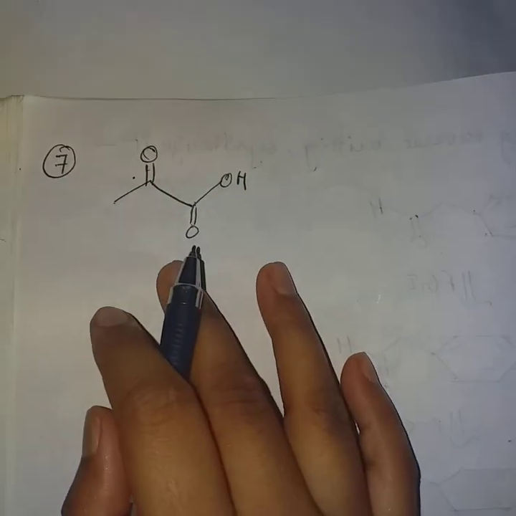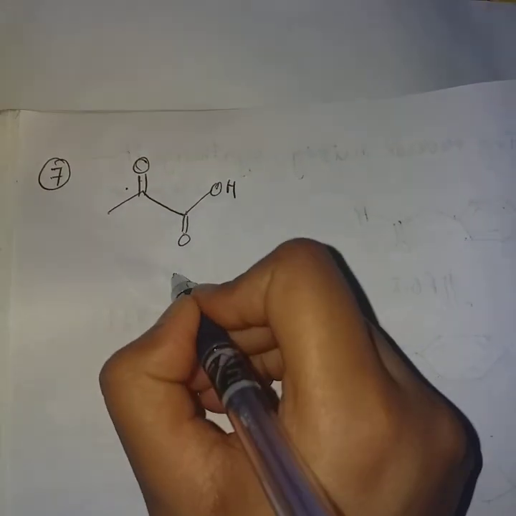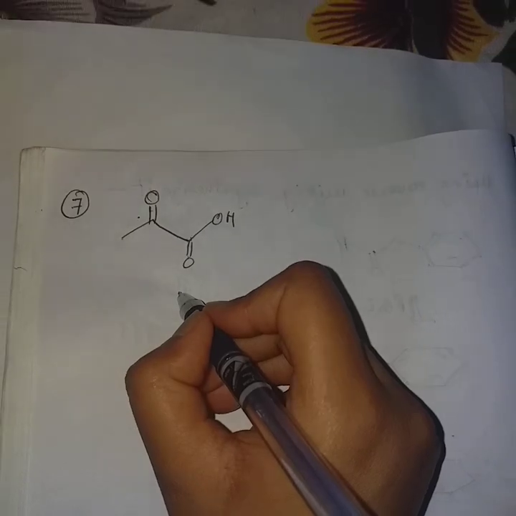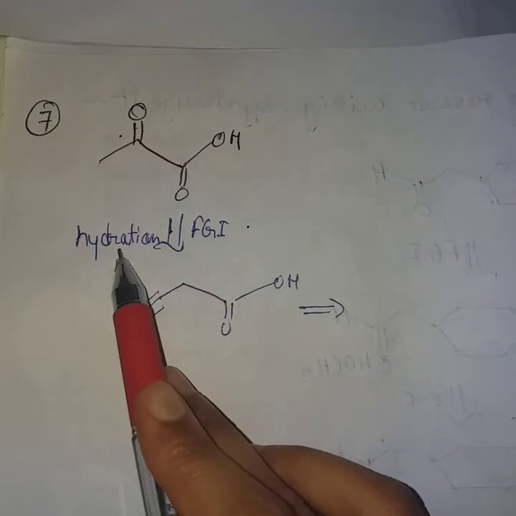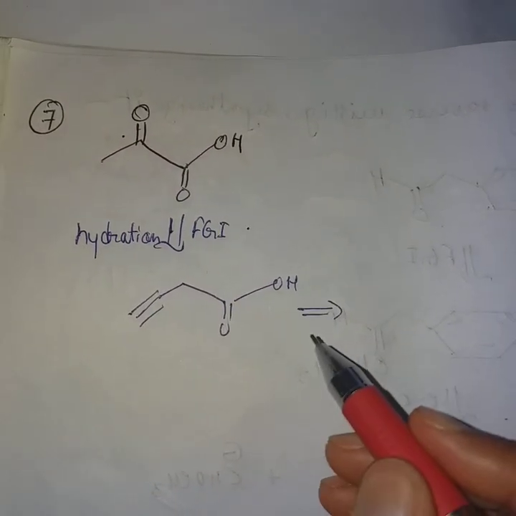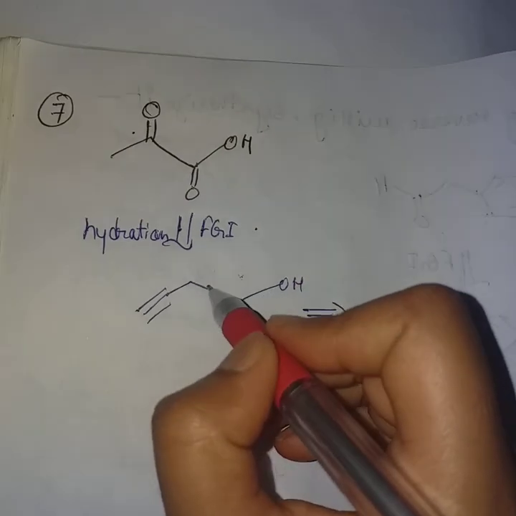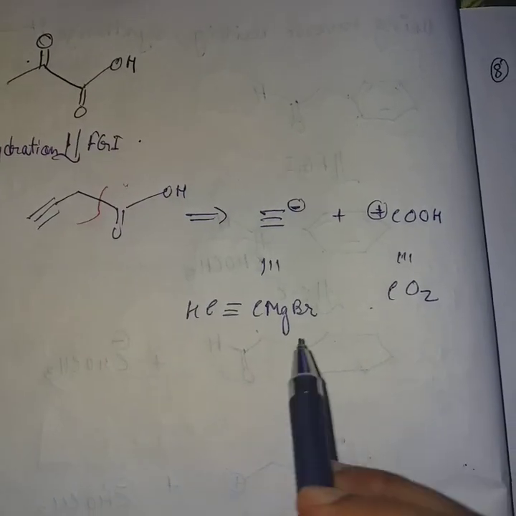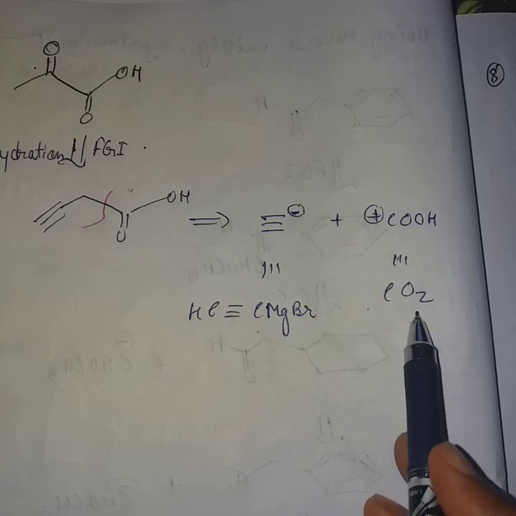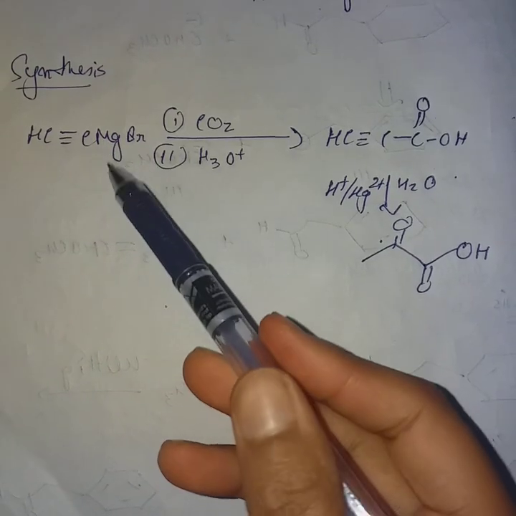This was another question for 2 marks. We will first do FGI here, FGI by hydration. Then we will disconnect it here. One we have made a Grignard reagent and the other is carbon dioxide. This is the synthesis.